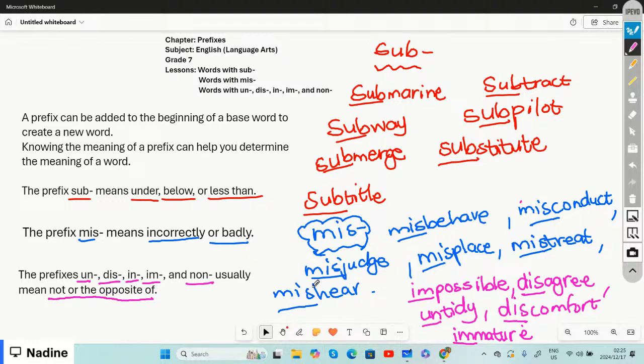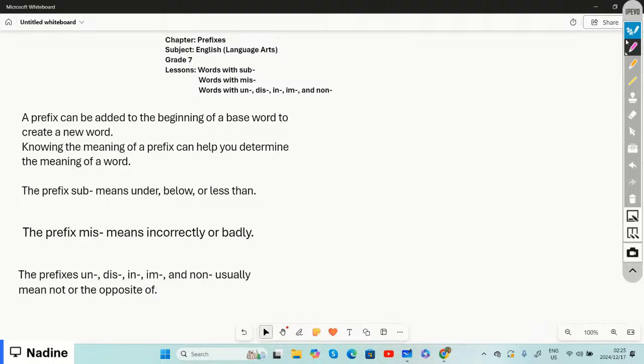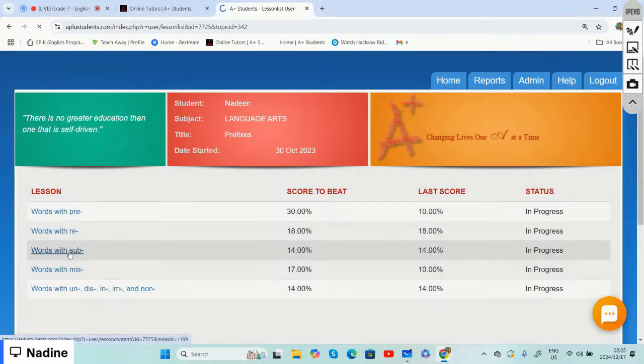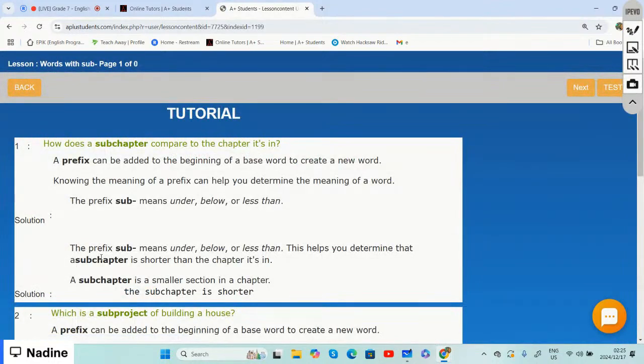All right, so now we are going to aplusstudents.ca, and we're going to go over the lessons of words with sub, words with miss, and words with an, dis, in, im, and non. We already made a few examples of these words, which means we are only going to look at all of the lists. We're going to do all three of the tests now, because we already looked at examples and already found the meaning of those words. So now we're going to our test.